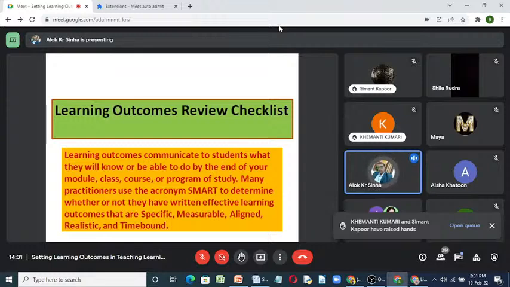So finally, the learning outcomes review checklist. Learning outcomes communicate to students what they will know or be able to do by the end of your module, class, course, or program of study. Many practitioners use the acronym SMART to determine whether they have written learning outcomes effectively: specific, measurable, aligned, realistic or relevant, and time bound. So the full meaning of SMART: S is specific, M stands for measurable, A stands for aligned, R stands for realistic, or you can say relevant, and T for time bound. These are the properties of outcomes, or the review checklist.